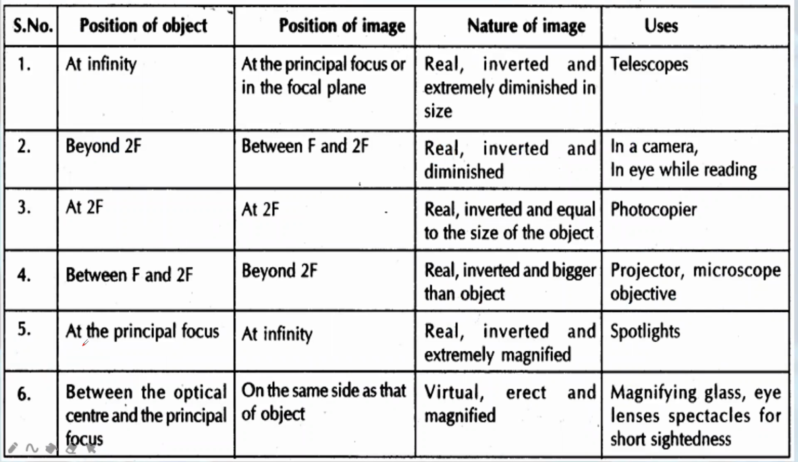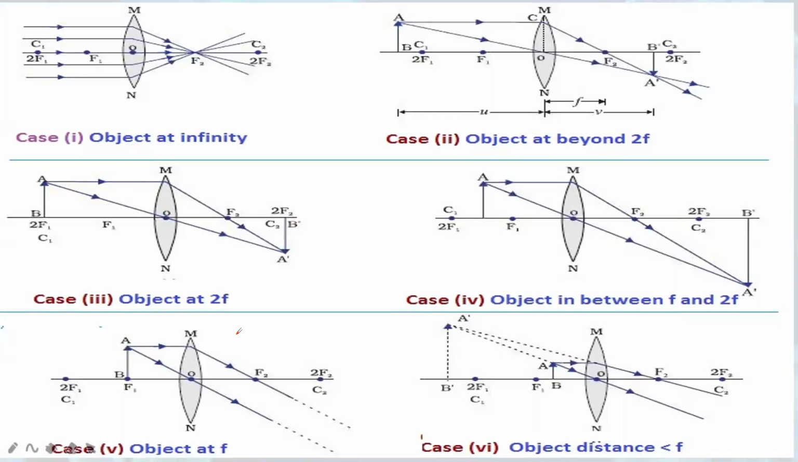Case number 5, the object is placed at principal focus, so the image will be placed at infinity. This image will be real, inverted and extremely magnified, as you can see in spotlights. So here is the object. The image is formed beyond 2F2, it is formed at infinity. So you cannot see the rays meeting over here.